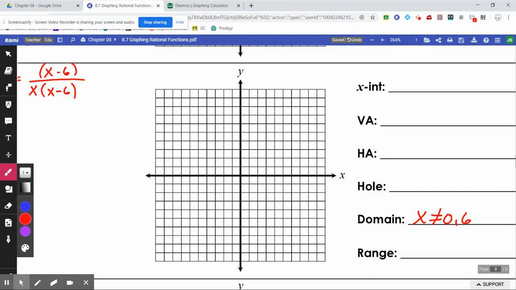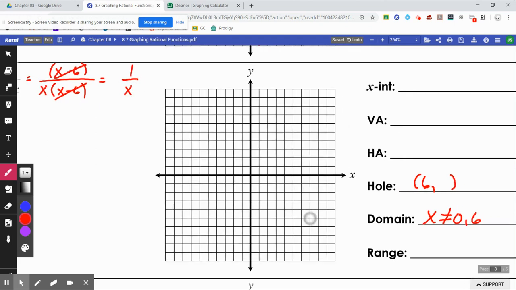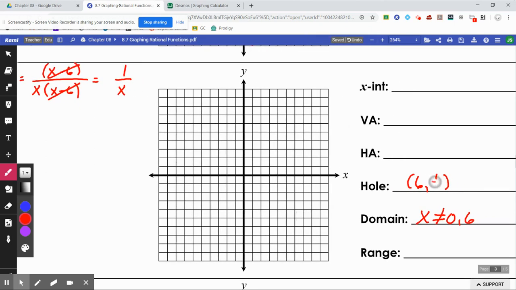Next up, what happens at those domain restrictions? Anywhere we have a removable discontinuity, then we're going to have a hole there. So at x equals 6, there is a hole. Once you simplify it and we see a very familiar function left after we simplify it, then we can plug that x value in to find the y value of our hole. So we have a hole located at (6, 1/6), so 1, 2, 3, 4, 5, 6, 1/6, which is somewhere right in there. So we can go ahead and put our hole on our graph.